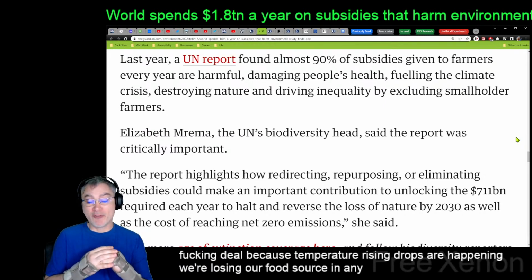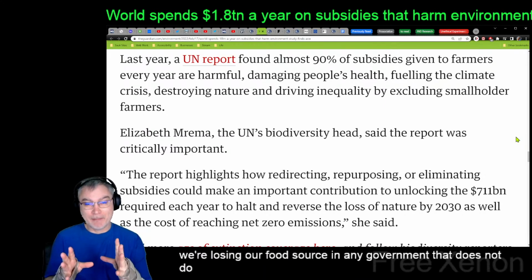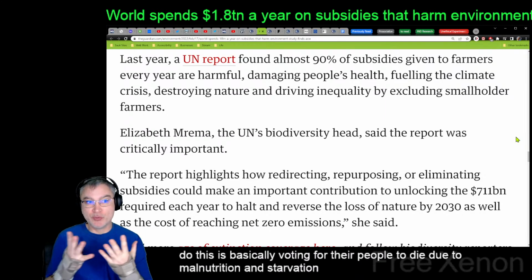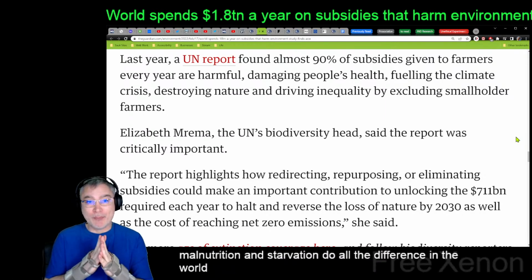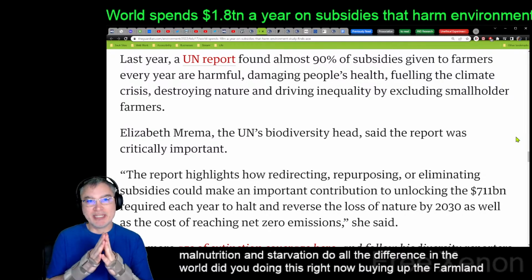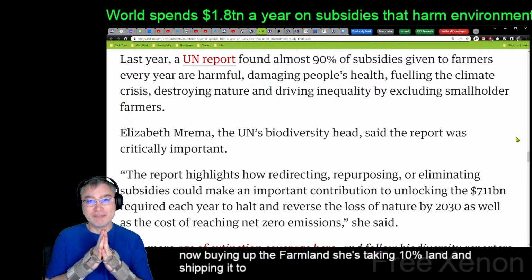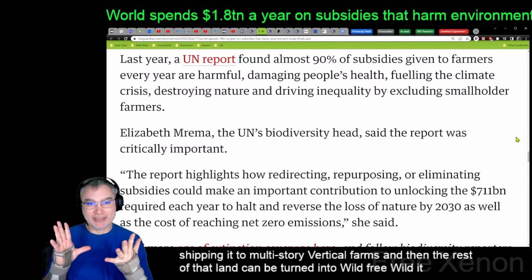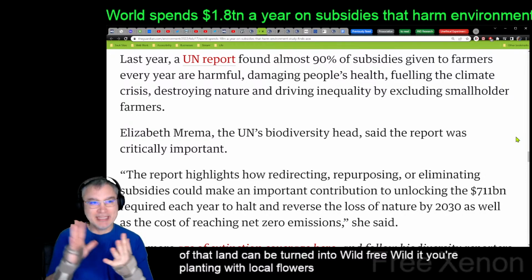And any government that does not do this is basically voting for their people to die due to malnutrition and starvation. I mean, that's just the way it is. So all the governments in the world need to be doing this right now: buying up the farmland, taking 10% of that land and shifting it to multi-story vertical farms, and then the rest of that land can be rewilded, planted with local flowers and trees and stuff like that.